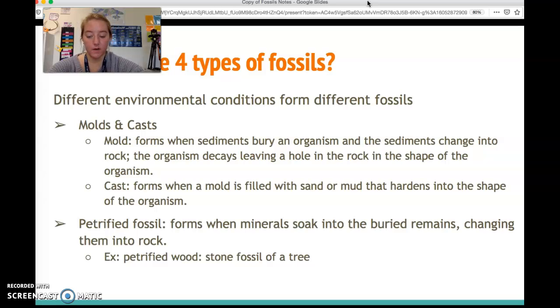We also have petrified fossils, so they form when minerals soak into the buried remains, changing them into rock. So there's the National Petrified Wood Forest, which is pretty cool, and it's illegal to steal the petrified wood. Once upon a time I had a petrified wood sample. If I can find it, I'll bring it in to show you guys, but I don't know where I put it. And then you can also have a stone fossil of a tree. So that's pretty cool. Let's see if we can find some pictures of those, because those are pretty interesting.